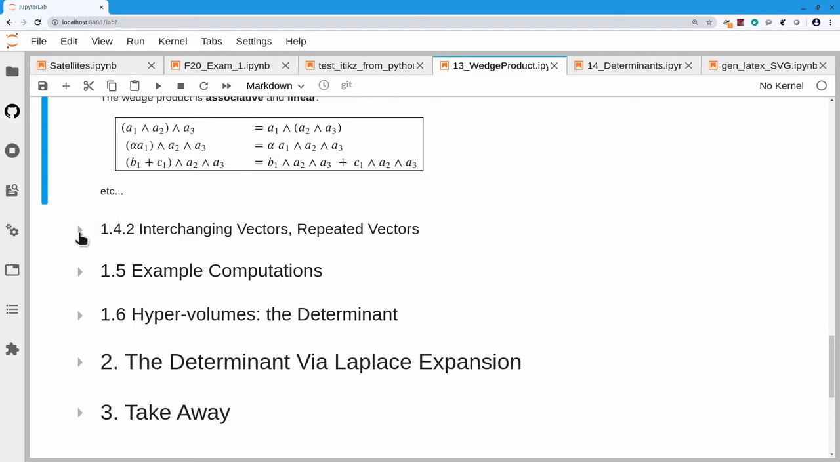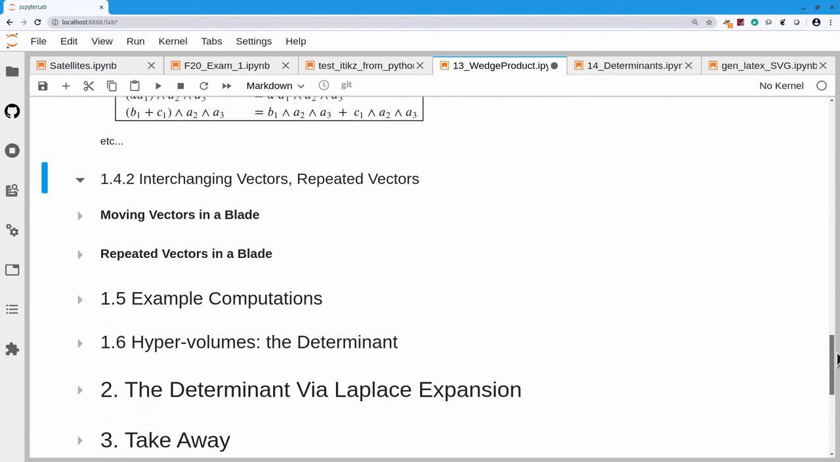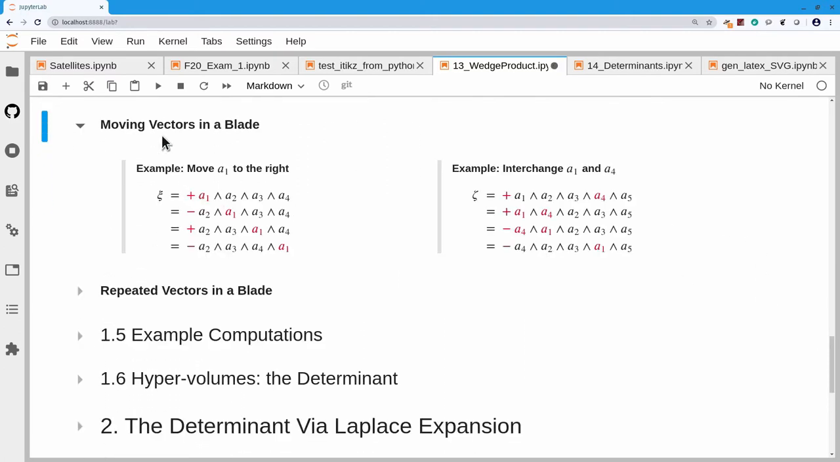Now let's play with blades a little bit. Let's try and understand better how they work. So let's talk about moving vectors in a blade. Here I've written an example with a four blade. I have A1 wedge A2 wedge A3 wedge A4. Let's group A1 and A2 and interchange A1 and A2. That picks up a minus sign. Now let's group A1 and A3 and interchange A1 and A3. That picks up another minus sign. So the net effect is plus.